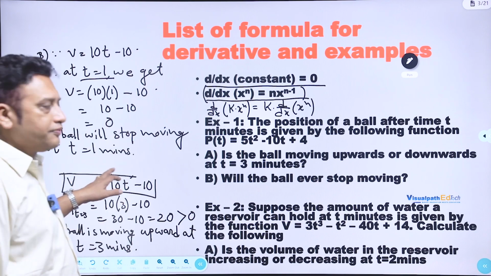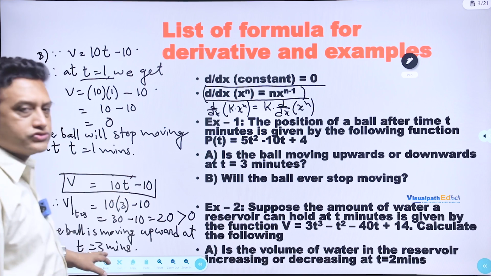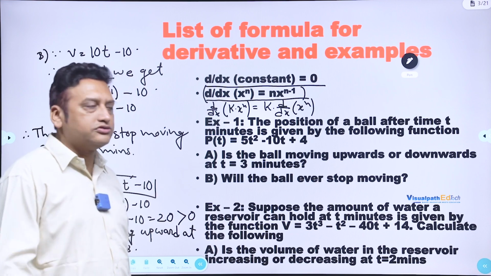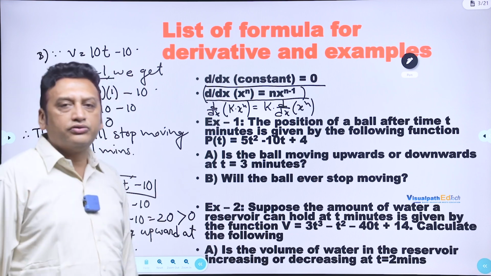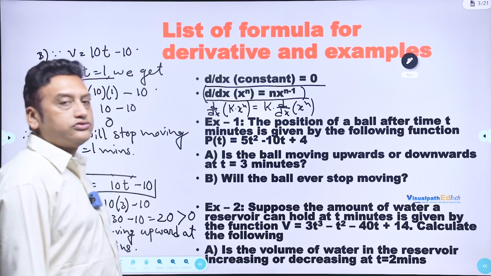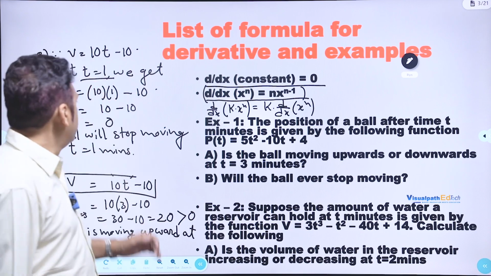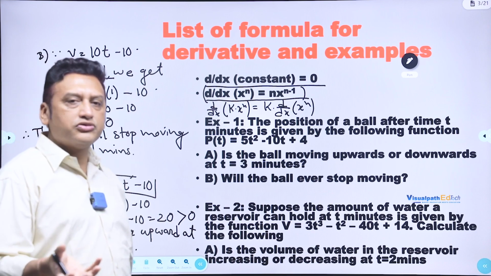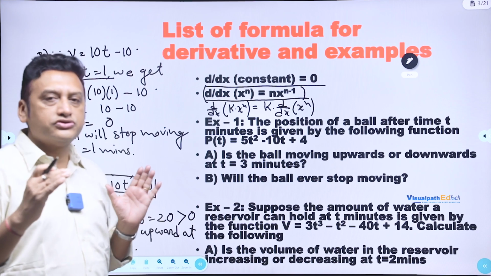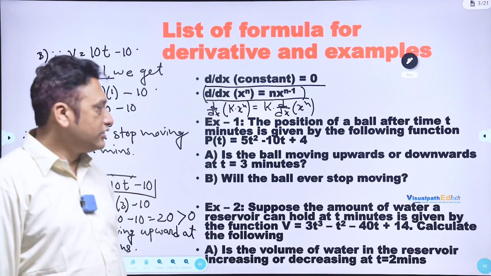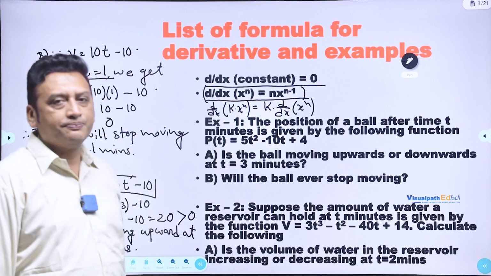That's the answer. Part A, we got to see that the ball was moving upward at t is equal to 3 minutes. Part B, we found out that the ball will stop moving at t is equal to 1 minute. How do we know? Because the velocity came out to be 0. So, when the velocity of the moving body is 0, obviously the body is going to stop. So, the ball is going to stop at t is equal to 1 minute. That's the way how you can do the sum.